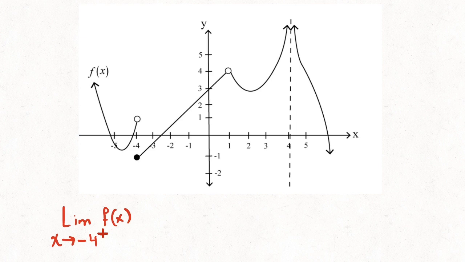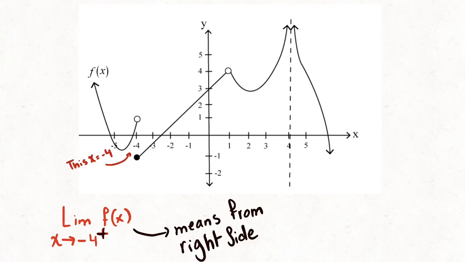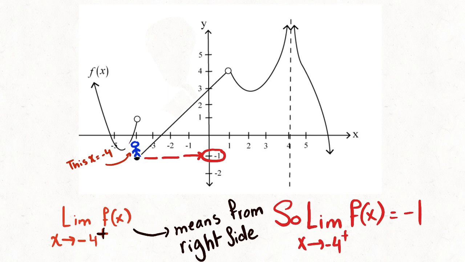Okay, let's do the following question. Limit f of x as x goes to -4 again, but this time from the right side. You will stand on the graph from the right side. This is you, the blue guy. You're walking towards, again, x equals -4. You will stop and you will see the y value here, and it is -1. This is the answer.